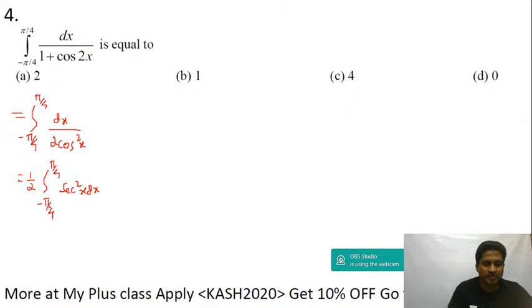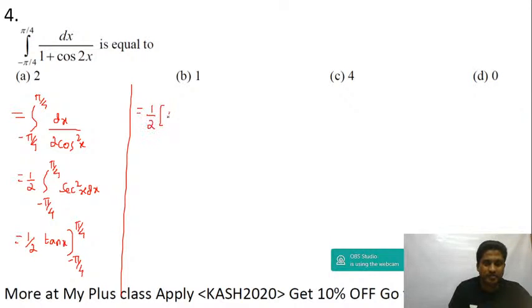So this is equal to 1 by 2 times. It's an even function. If you want, you write 2 times. Otherwise, you would integrate directly, no problem. Integration of sec square x is tan x between the limits minus pi by 4 to plus pi by 4. So this is equal to half of upper limit, which will be tan 45, minus lower limit, which will be tan of minus 45.